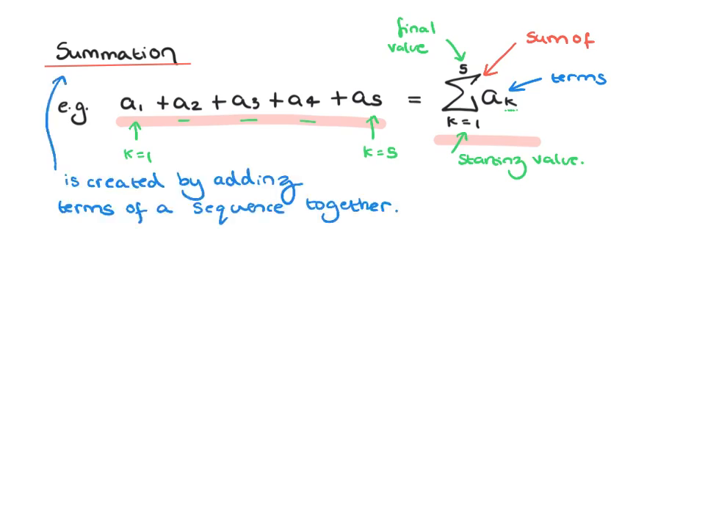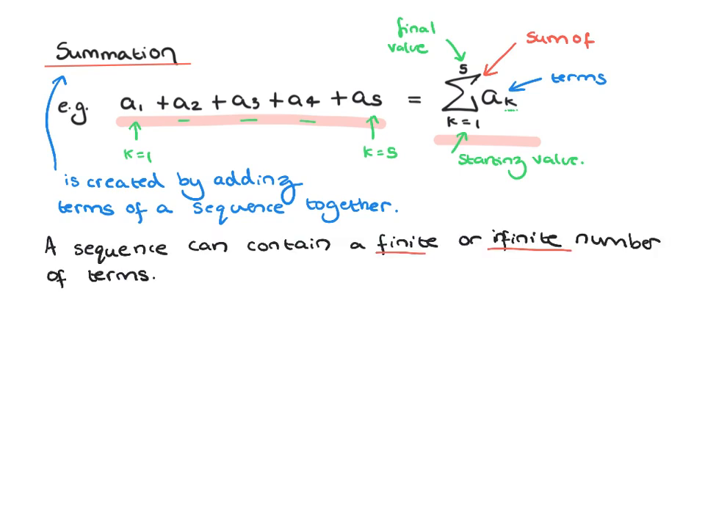Now, sequences can have an infinite or a finite number of terms. A sequence with an infinite number of terms is called an infinite sequence. So, for example, if I have a sequence that looks like this, 1, 2, 3, 4, 5, dot, dot, dot, the dot, dot, dot indicating that this sequence continues, this is what I would call an infinite sequence.